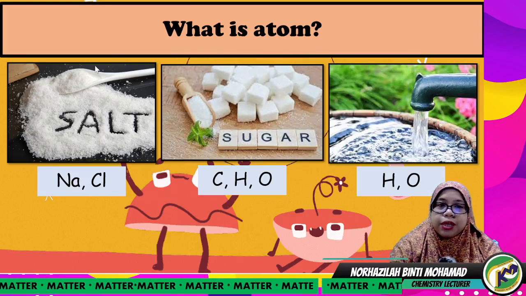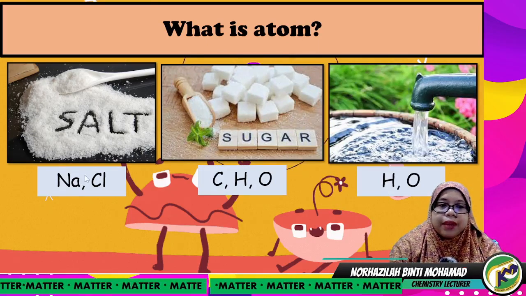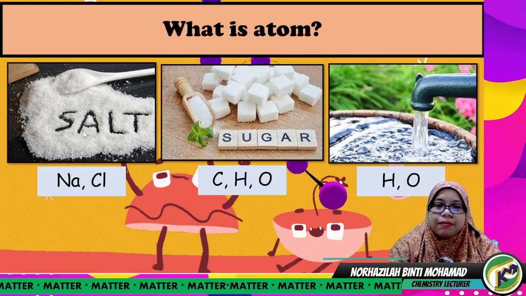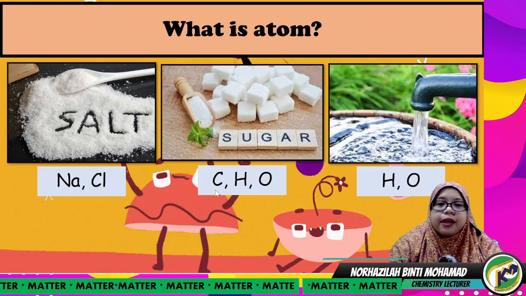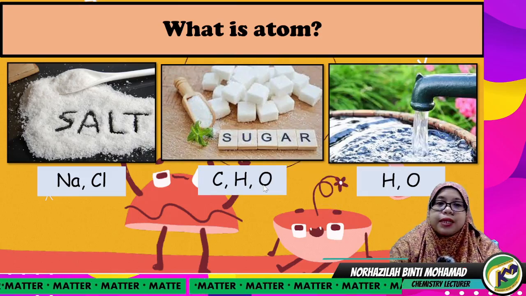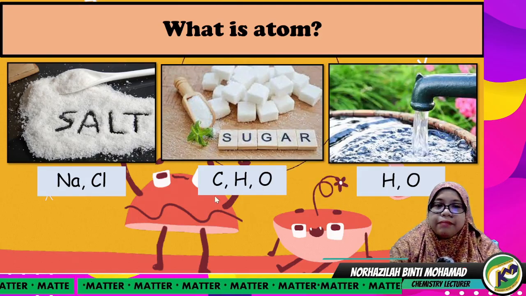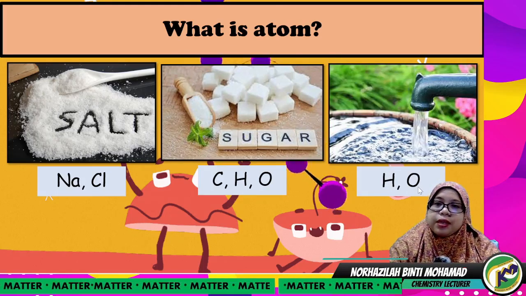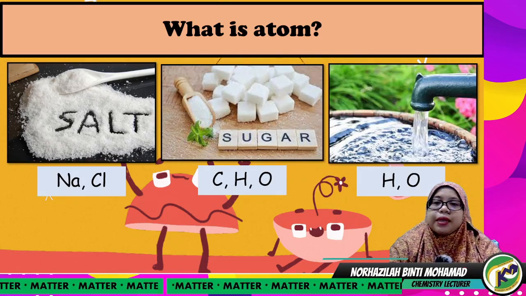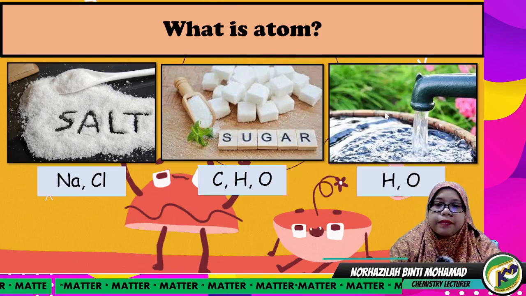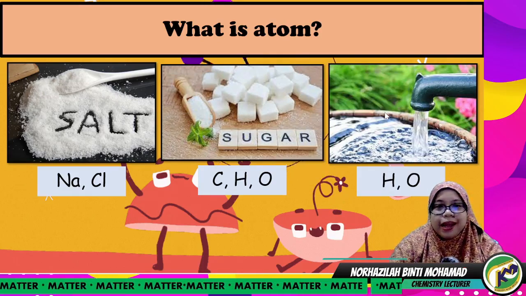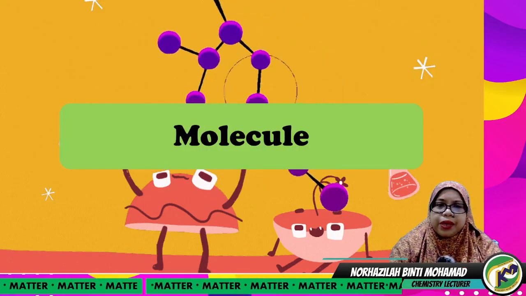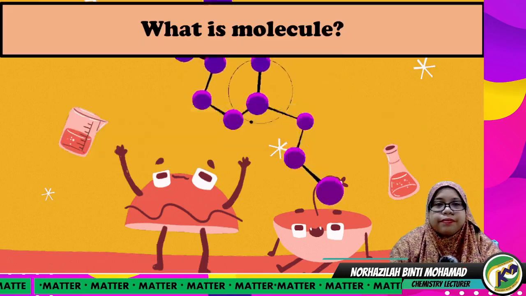So as a conclusion here, sodium and chlorine are the atoms that make up our salt. Carbon, hydrogen and oxygen are the atoms that make up our sugar. And hydrogen and oxygen are the atoms that make up our water. Understand? That is an atom. How about a molecule? How do we describe a molecule?